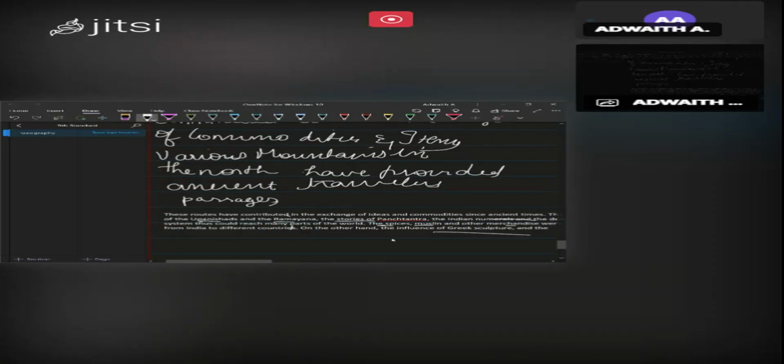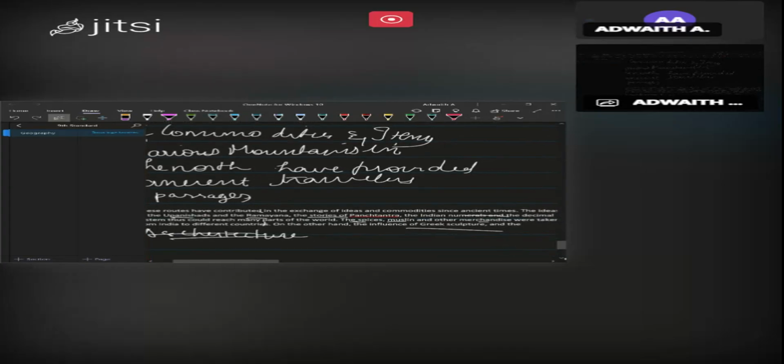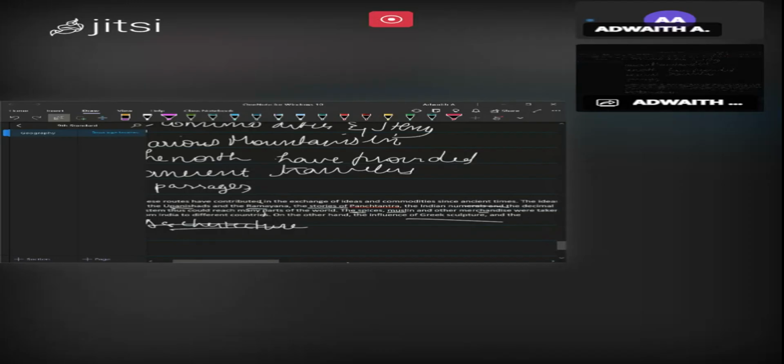On the other hand, infusion means architecture: the architecture styles of the minarets from West Asia can be seen in different parts of our country. It is like the opposite. Very important topic.